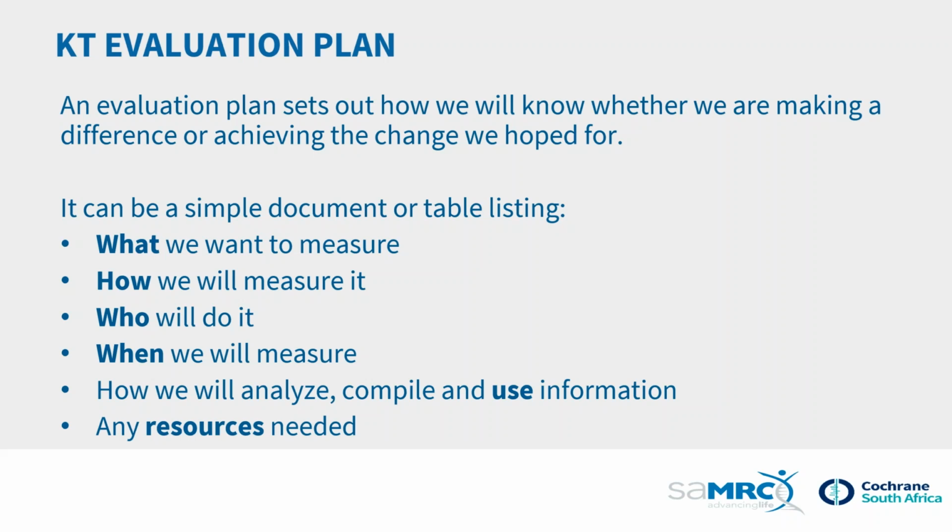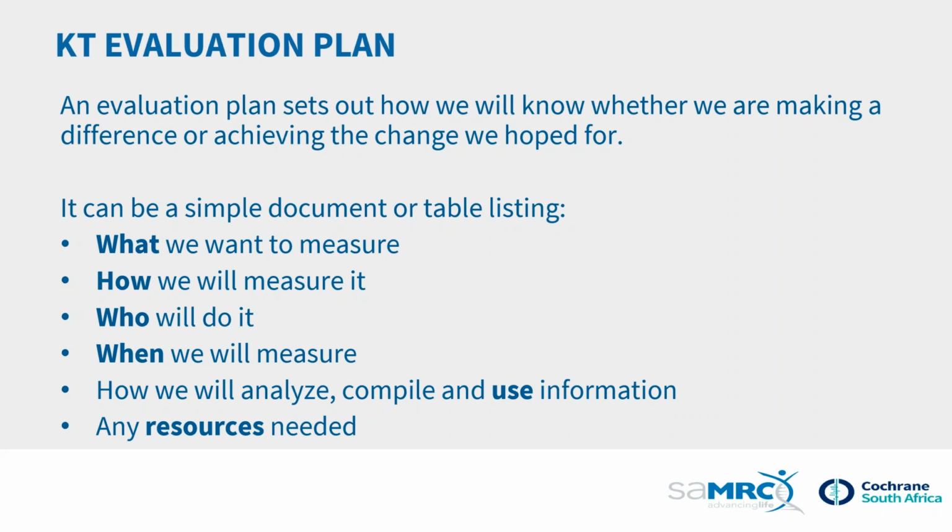A KT evaluation plan sets out how we will know whether we are making a difference or whether we are achieving the change that we hoped for. It can be a simple document or a table listing what we want to measure, how we will measure it, who will do it, when we will measure, how we will analyze, compile, and use the information that we gather from our KT evaluation, and also what resources we need in order to do KT evaluation.